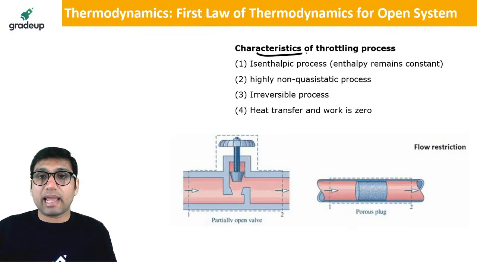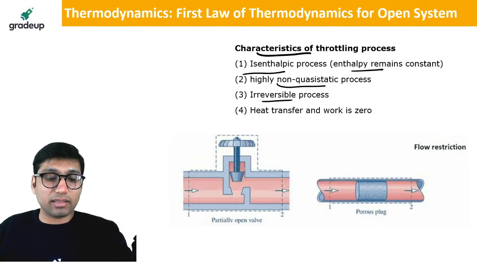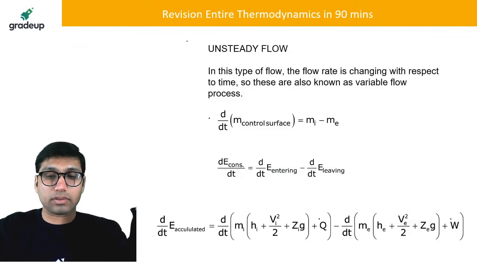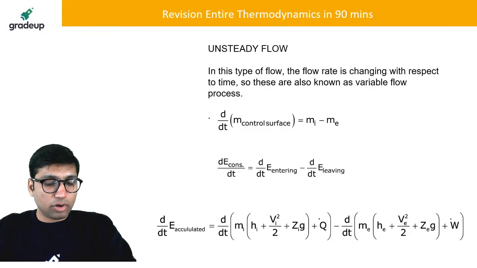Okay, so there are different characteristics of throttling process. For example, it is an isenthalpic process, enthalpy remains constant, it is highly non-quasi-static, it is an irreversible process, heat transfer and work are zero. These are the important characteristics of throttling process. Now let's talk about the unsteady flow.